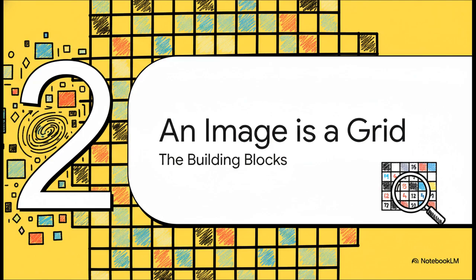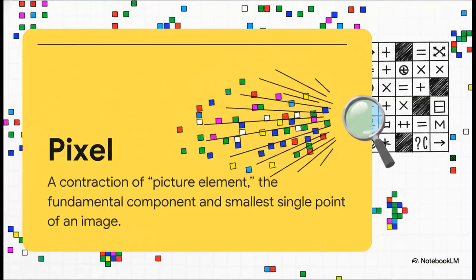To figure that out, we have to zoom way in and look at the fundamental building blocks of pretty much every digital picture you have ever seen in your life. And it all starts right here with the humble pixel. The word itself is just a mashup of picture element, and that's literally what it is, the absolute tiniest dot of color in a digital image. You can think of it as the atom of our digital visual world.